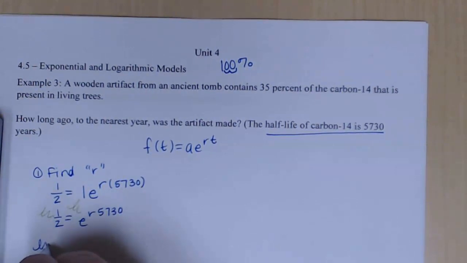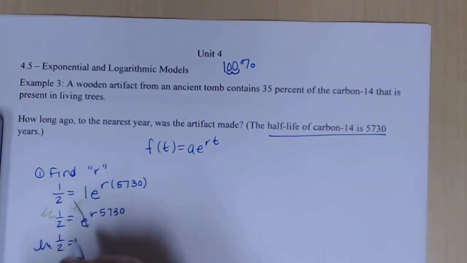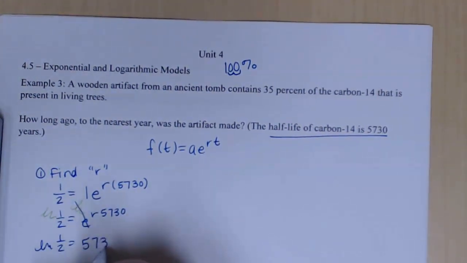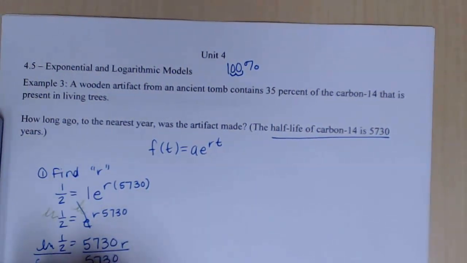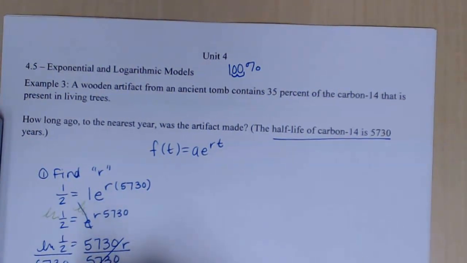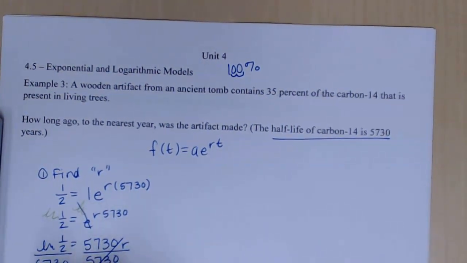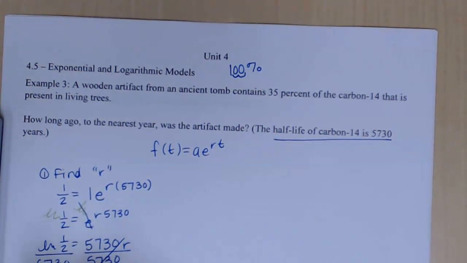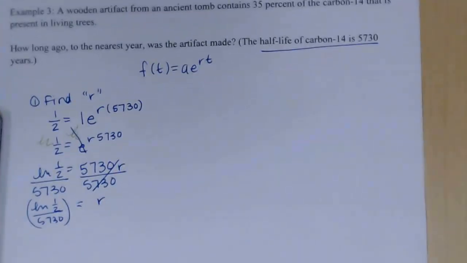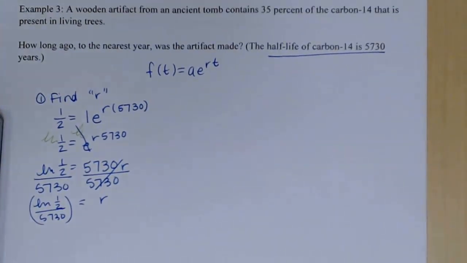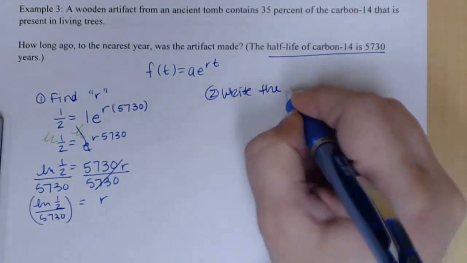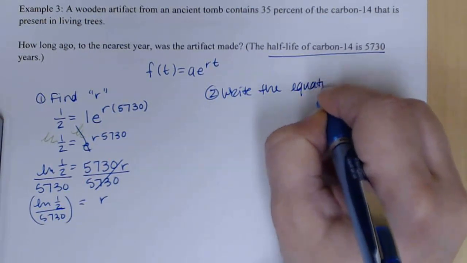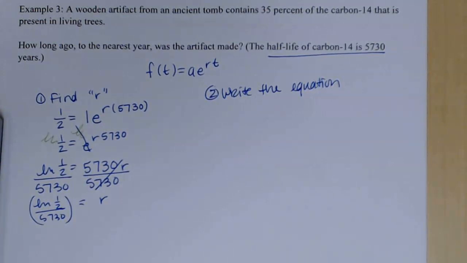To get rid of that e, I'm going to ln both sides. And so I end up with ln of 1/2 equal to, this would cancel, 5,730r, and then divide. So I get my r to be ln of 1/2 over 5,730. So I got my r value just like I did in the previous two problems. So step 2, write the equation. I'm trying to be redundant and repetitive when I'm saying this so you can understand the steps that you would take on any given problem.